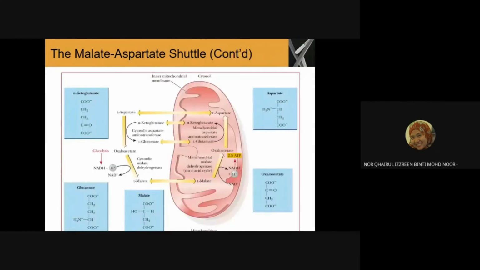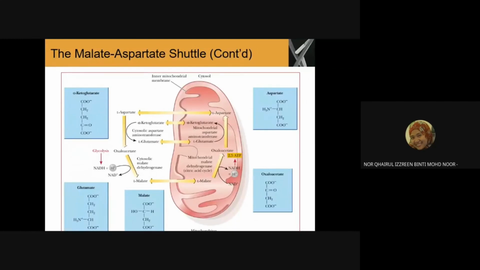Let's see. Here is the figure. This is the cytosol, the white one, and this is the mitochondria, the pink one. Similarly, NADH plus H plus forms NAD plus, giving up the electron. How does it give the electron? In the formation of malate from oxaloacetate. Hope you can see where oxaloacetate forms malate.